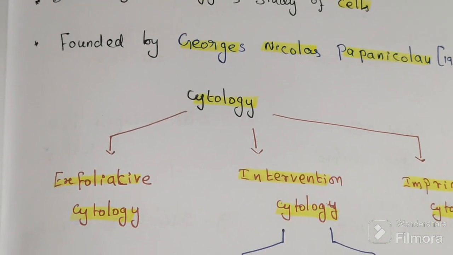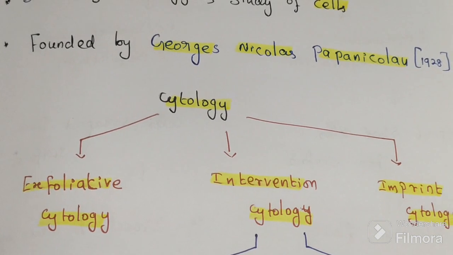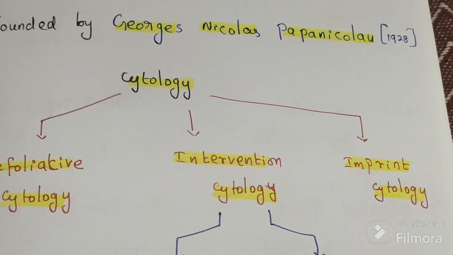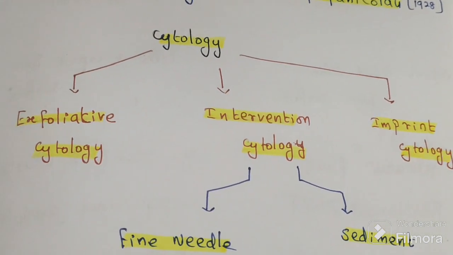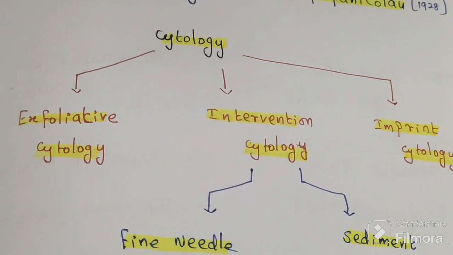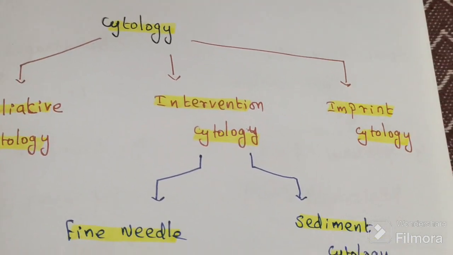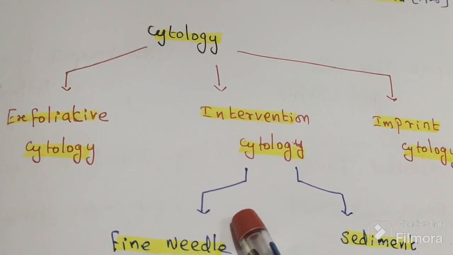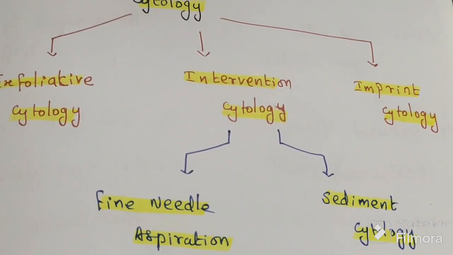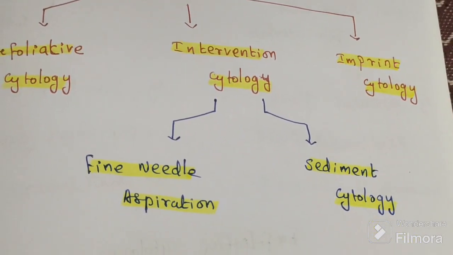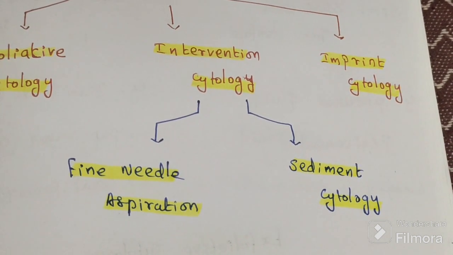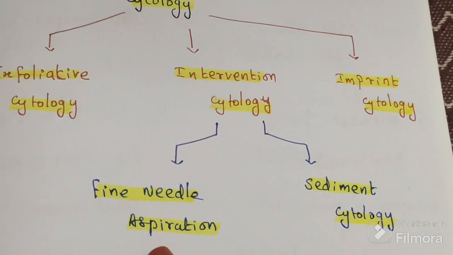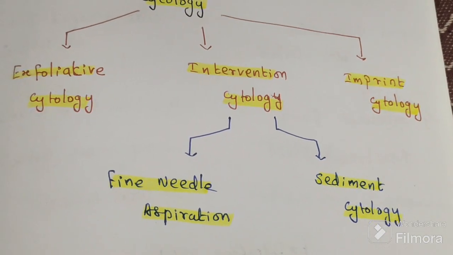Cytology has three branches: exfoliative cytology, interventional cytology, and imprint cytology. Interventional cytology has two sub branches: one is fine needle aspiration cytology, FNAC, and the second one is sediment cytology.